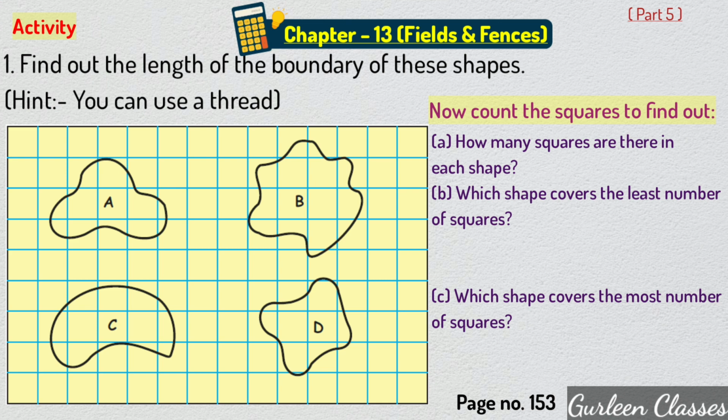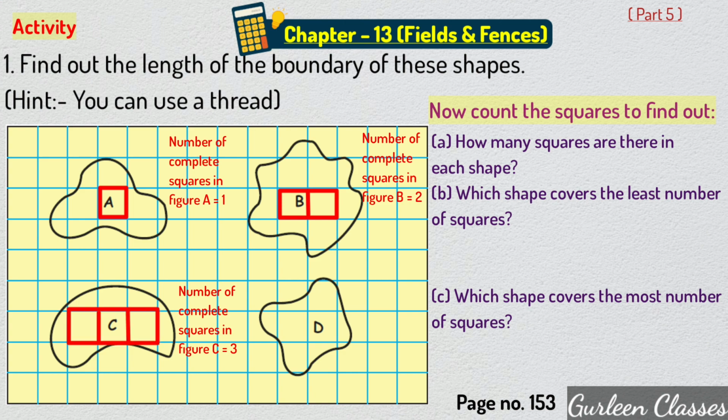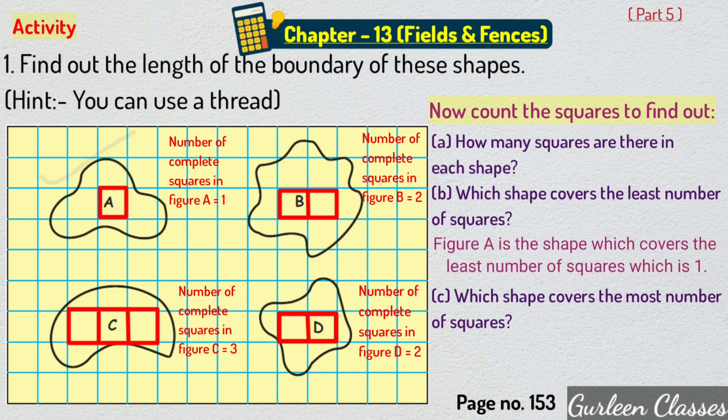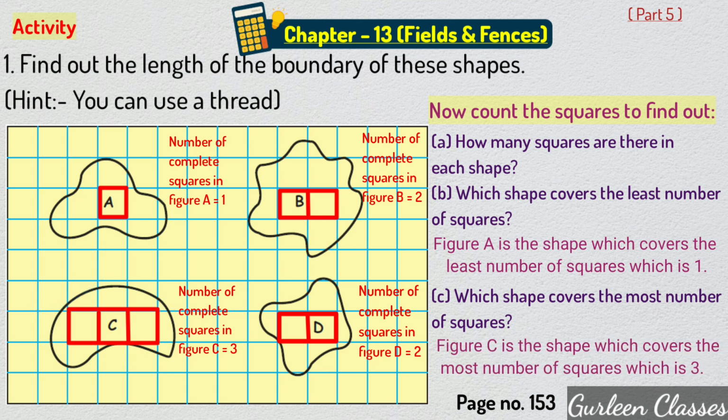Now count the squares to find out, A part, how many squares are there in each shape. We know that the number of complete squares in figure A is 1, in figure B is 2, in figure C is 3, and in figure D is 2. B part, which shape covers the least number of squares? Figure A is the shape which covers the least number of squares, which is 1. C part, which shape covers the most number of squares? Figure C is the shape which covers the most number of squares, which is 3.